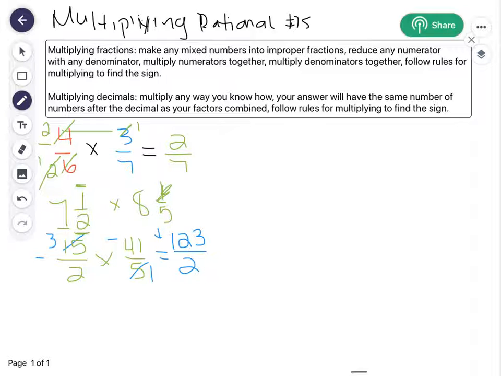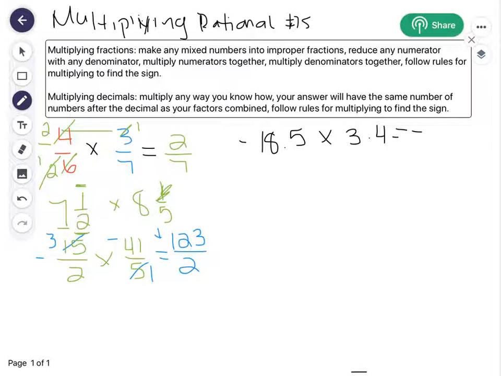So when we talk about multiplying decimals, you can see up top that it says multiply any way you know how, and your answer will have the same number of numbers after the decimal as your factors combined. So I'll talk about that as I'm doing the problem. So if we had 18.5 times 3.4. Let's make one of these negative just for fun. So if this was our problem, I know my answer is going to be negative because they have different signs. So I'm going to write that right away so I don't forget. And then I'm going to multiply.